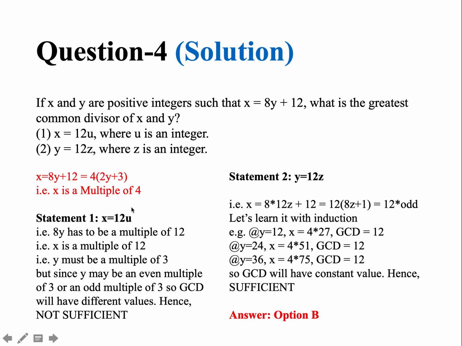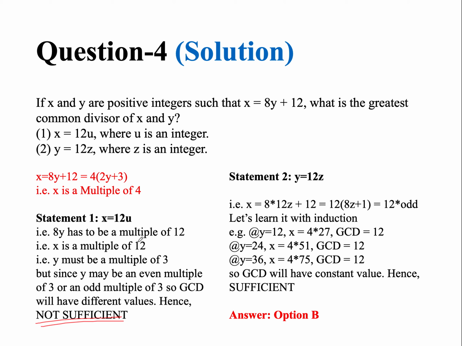The first statement is that x is a multiple of 12. So 8y has to be a multiple of 12. Why? Because if x is a multiple of 12, then to 12 we have to add another multiple of 12 only to get a result that is also a multiple of 12. So 8y also has to be a multiple of 12, which means that y definitely has to be a multiple of 3. But since y may be an even multiple of 3 as well as an odd multiple of 3, the GCD will continue to differ, and hence we can say that the first statement alone is not sufficient to answer the question.